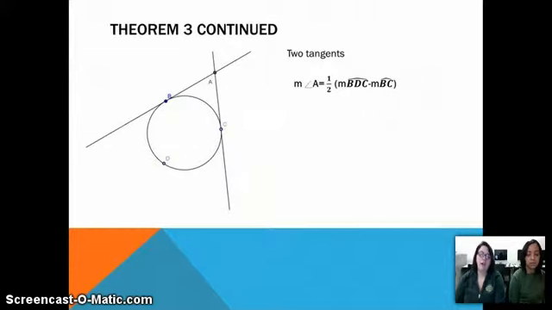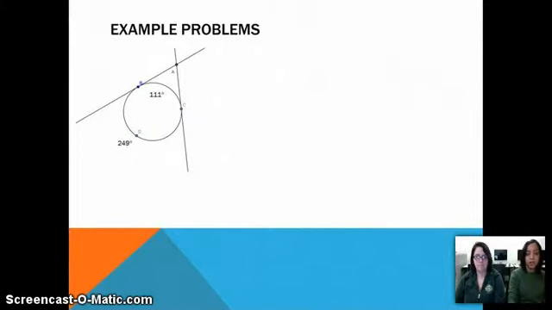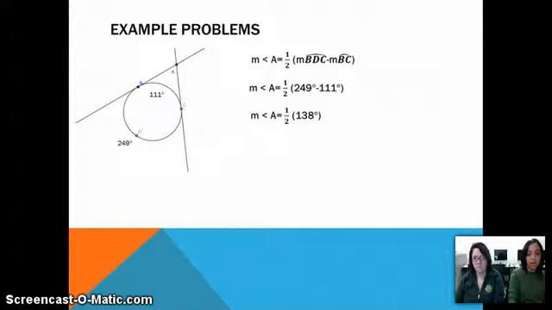So the measure of angle A is equal to 1/2 the measure of arc BDC minus the measure of arc BC. And here's our example for Theorem 3. We have our formula. The measure of angle A is equal to 1/2 the measure of arc BDC minus the measure of arc BC. We know these values to be 249 degrees and 111 degrees, so we plug these into the formula. The measure of angle A is then equal to 1/2 times 138 degrees, which would mean that the measure of angle A is equal to 69 degrees.